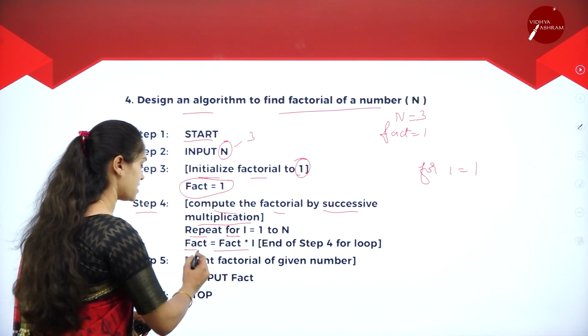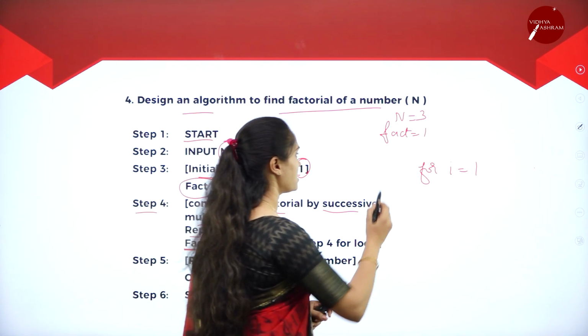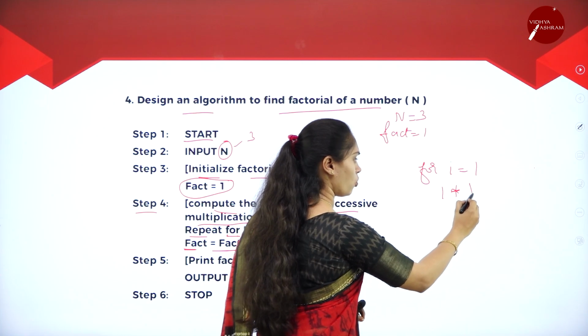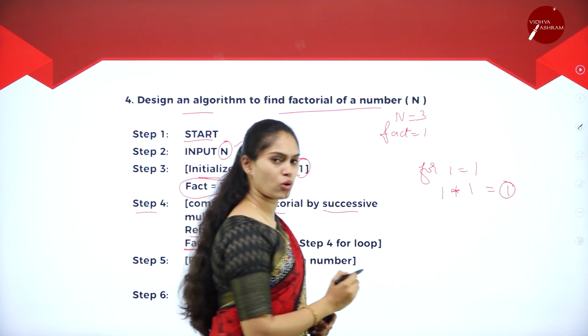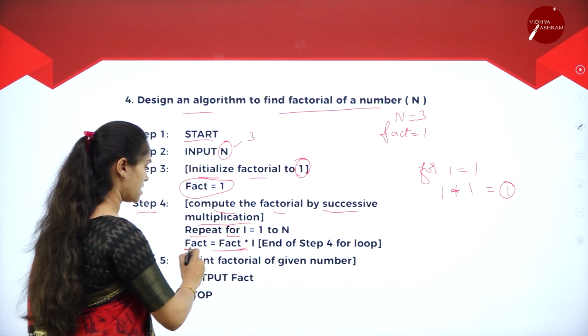So here fact is equal to fact into I. Okay, so what is the fact value? That is 1. So what is the I value? 1. So 1 into 1 will be 1. So that will be stored as the fact value now. So I am done with this step.